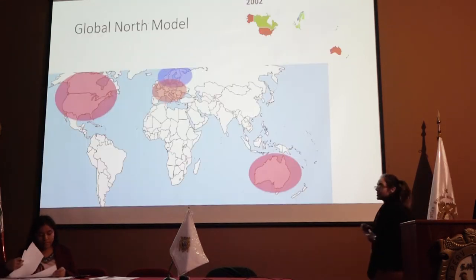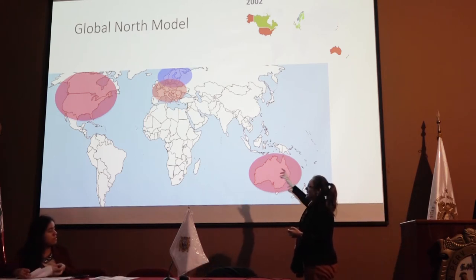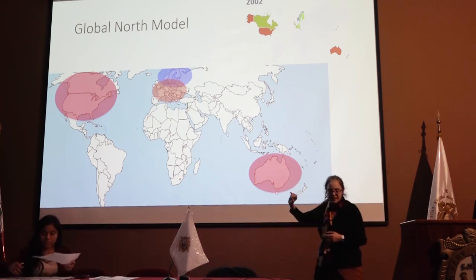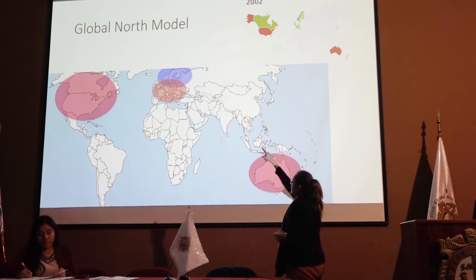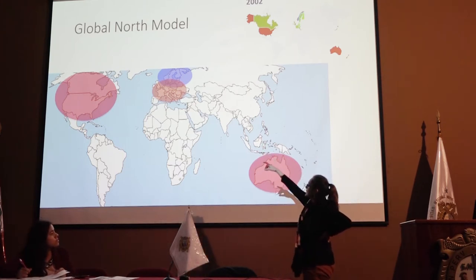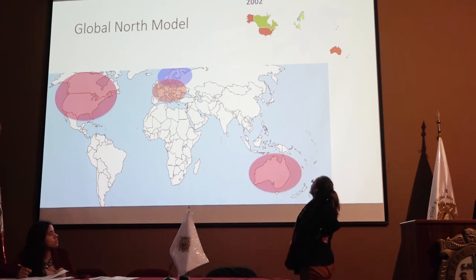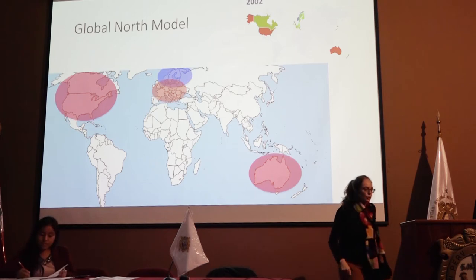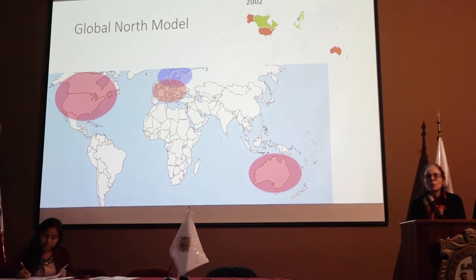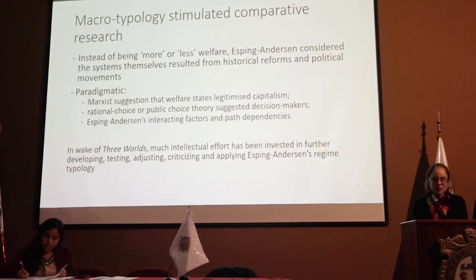And you can see that this is only looking at a small part of the world in many ways. I mean, probably the overhead at the top shows it more clearly. You've got the central European model, you've got the Nordic model, and then you've got this Anglo-Saxon model. New Zealand and Australia, this one doesn't include New Zealand, but New Zealand's part of this too. So it's what's often described as a global north model. It only considers the north.